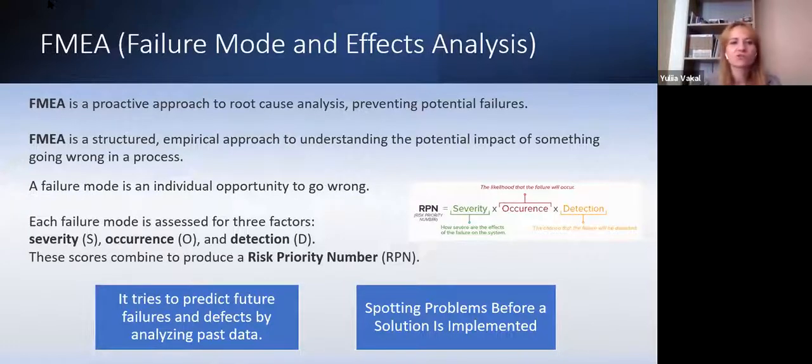Then these scores combine to produce a risk priority number. Basically, you multiply all these numbers and you get your risk priority number. So what to do with this number?